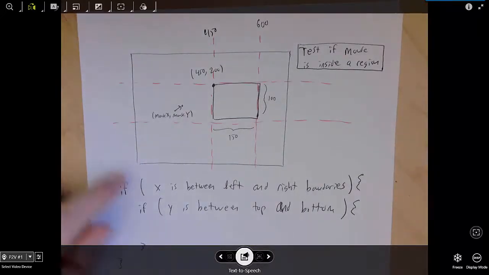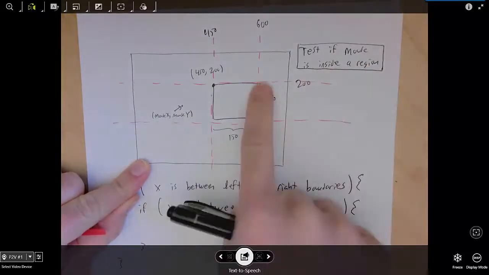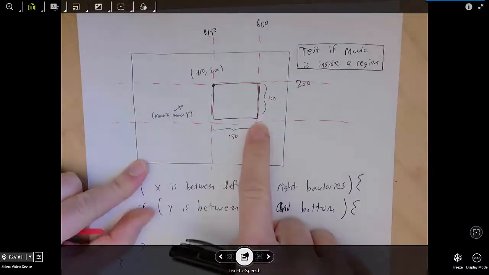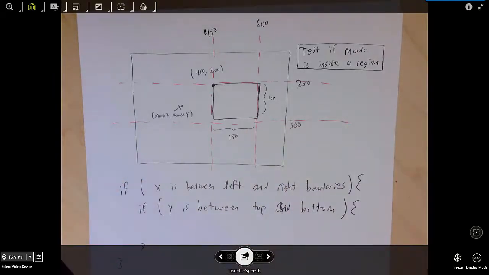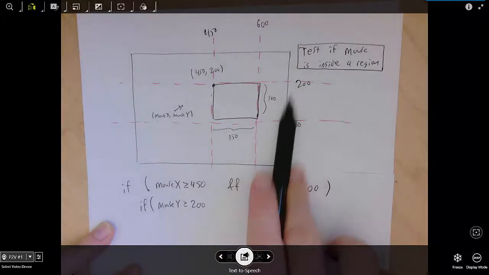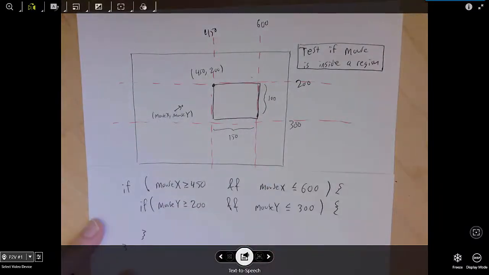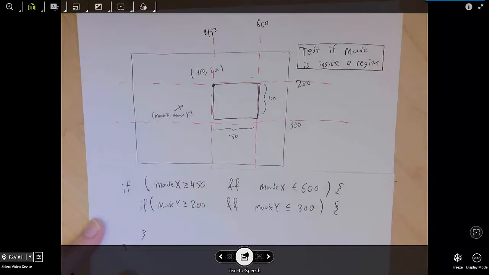I see that the top coordinate is 200. I see that the height of the rectangle is 100. So the bottom coordinate must be 300. So if I wanted to rewrite this in code, I want to ask, is the y coordinate of the mouse larger than 200? Because that would mean it's below this top boundary. And also, is the y coordinate smaller than 300? Because smaller than 300 means it's above the bottom boundary.